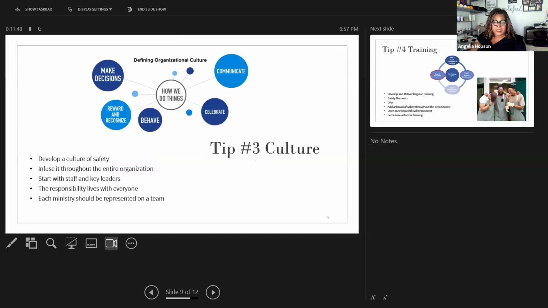Tip number 3 is culture. How are you developing a culture of safety? All of these things are things to think about on the front side of preventing an incident. Developing the culture of safety gets everybody thinking about it. You infuse it through your entire organization, starting with the staff and your key volunteers, right? And then that responsibility lives with everyone.